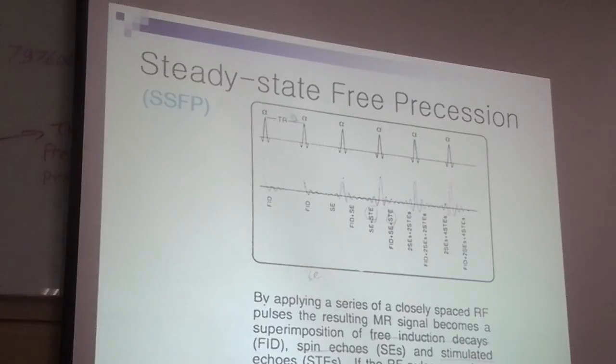So for a long TR, all the spin echo or stimulated echo becomes almost zero due to the T2 star relaxation time. In this case, TR is longer than T2 star. So this problem comes when the TR is very short compared to the T2 relaxation time of tissues.